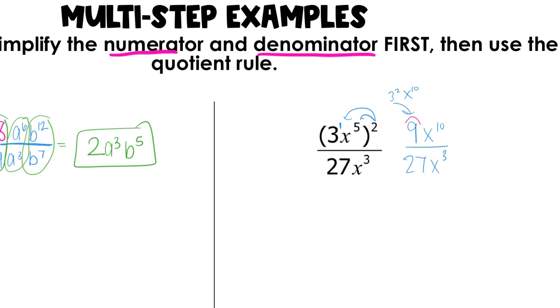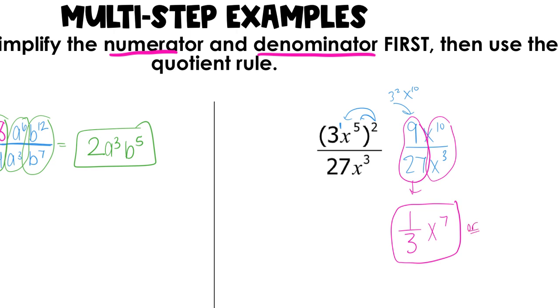Okay, so let's take this fraction right here, 9 over 27. That reduces to 1/3, and then 10 minus 3 is 7, so that would be x to the 7th. There we go. 1/3 x to the 7th. Another way to write that, you can also just put the x to the 7th up top, and then the 3 on the bottom. That's the same thing.